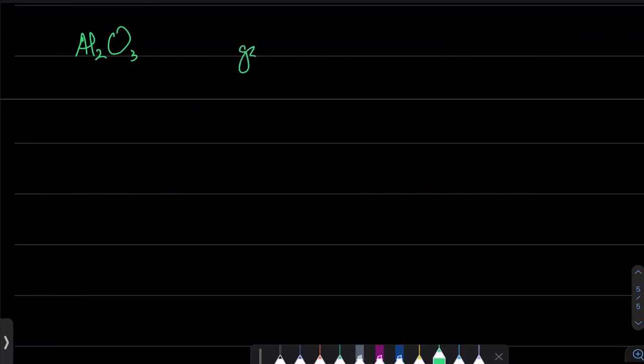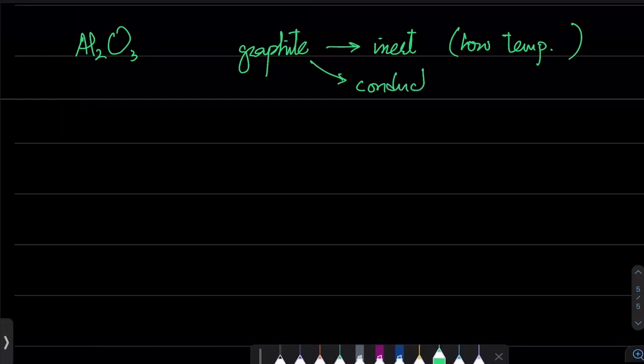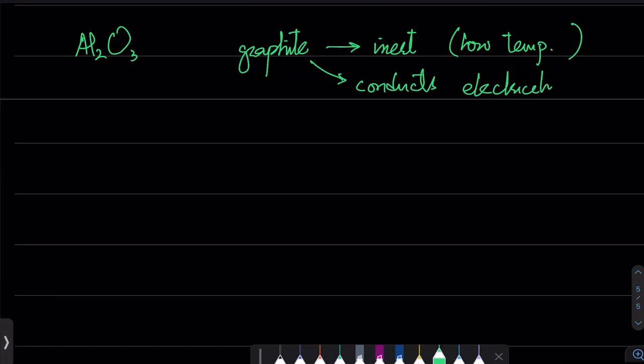I still have graphite electrodes and we use graphite because they are inert, obviously up till, I don't know, 900 degrees Celsius or something. So remember it this way: at low temperatures, okay? At high temperature they also react. And secondly, graphite conducts electricity, so it's a perfect substance for this. So these are the two reasons that we use graphite.